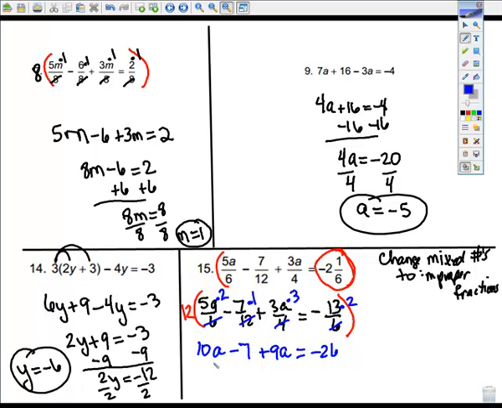So now I combine my like terms. 10a plus 9a is 19a minus 7 equals negative 26. I add 7 to both sides. So I end up with 19a equals negative 19. Divide by 19, and a equals negative 1.